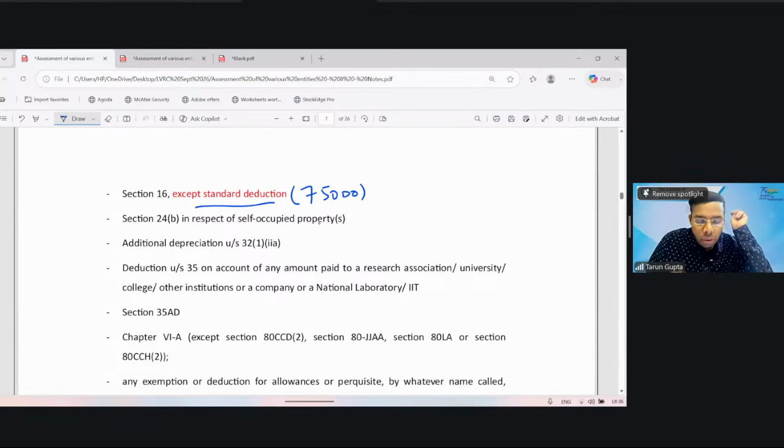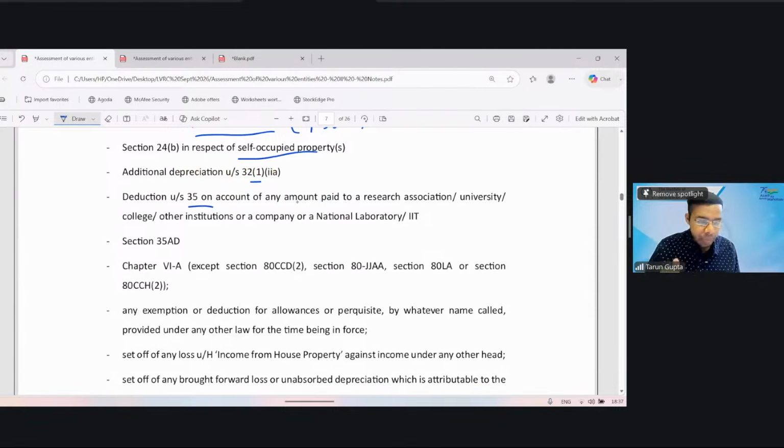Then, if there is a loss on account of self-occupied house property, such loss is not allowed. Additional depreciation is not allowed. That's similar to the cooperative societies. Any scientific donation or scientific research expenditure, in-house research, is not allowed. Section 35AD is not allowed. Deductions under Chapter VI-A are not allowed except employer contribution to NPS or employer contribution to Agnipath scheme or section 80JJAA or 80LA.